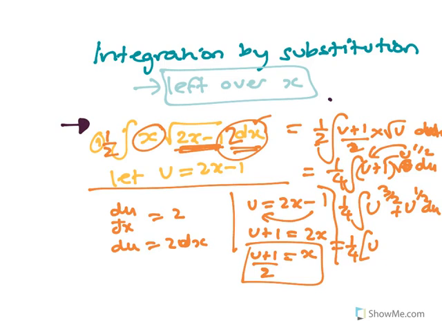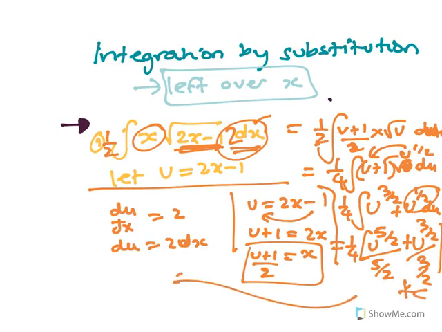1 on 4, u to the 3 on 2, which is u to the 1.5. When you add another 1, you get 2.5, which is 5 on 2. Divide by 5 on 2, plus u to the half, add 1 to it, you get 3 on 2, divided by 3 on 2, plus c. So this will flip the 5 on 2, so it'll be 1 on 4 times 2 on 5, and it's going to be u to the 5 on 2, but u was equal to 2x minus 1. So 2x minus 1 to the 5 on 2.